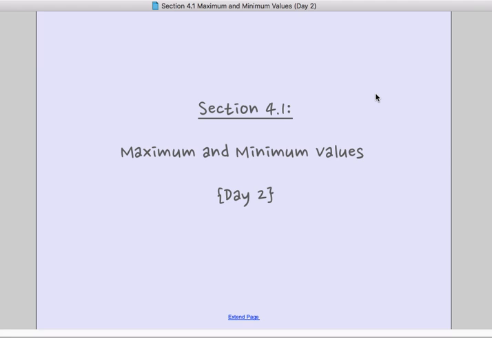Good morning and welcome to section 4.1, max and min values, day 2. Yesterday, or in our last notes video, we looked visually at where max and mins occur. Today we're going to use calculus to figure this out.